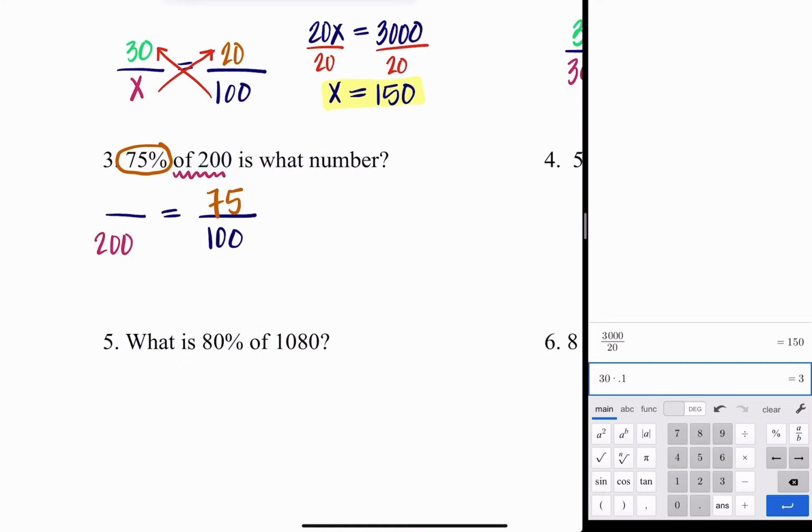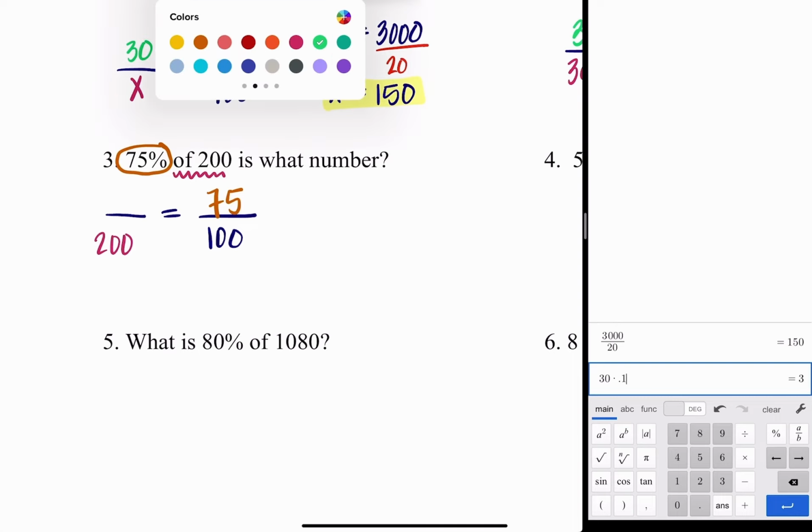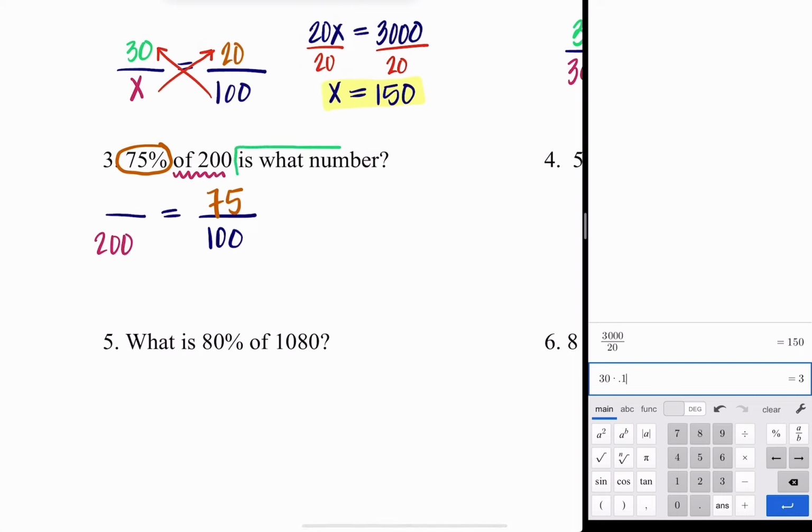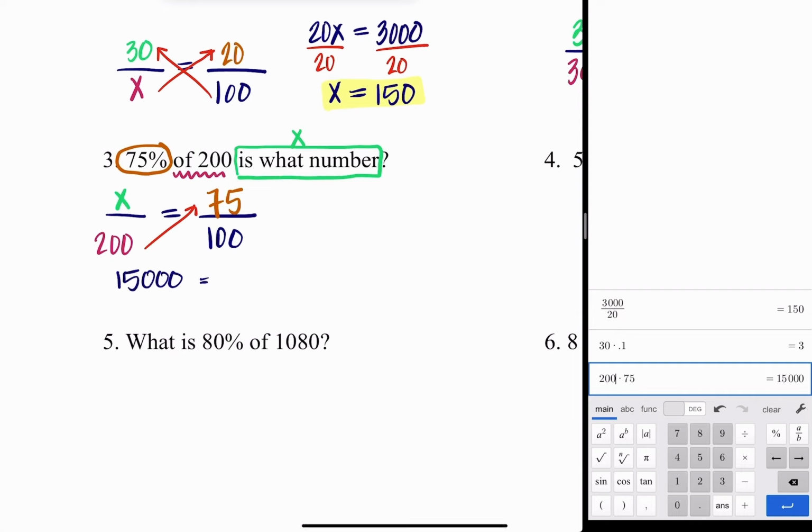There we go. Now I need my is. Is what number? That's our x. So x goes in the is spot. So I'm going to multiply 200 times 75. It helps when you get all of the zeros. So I get 15,000 equals 100x.